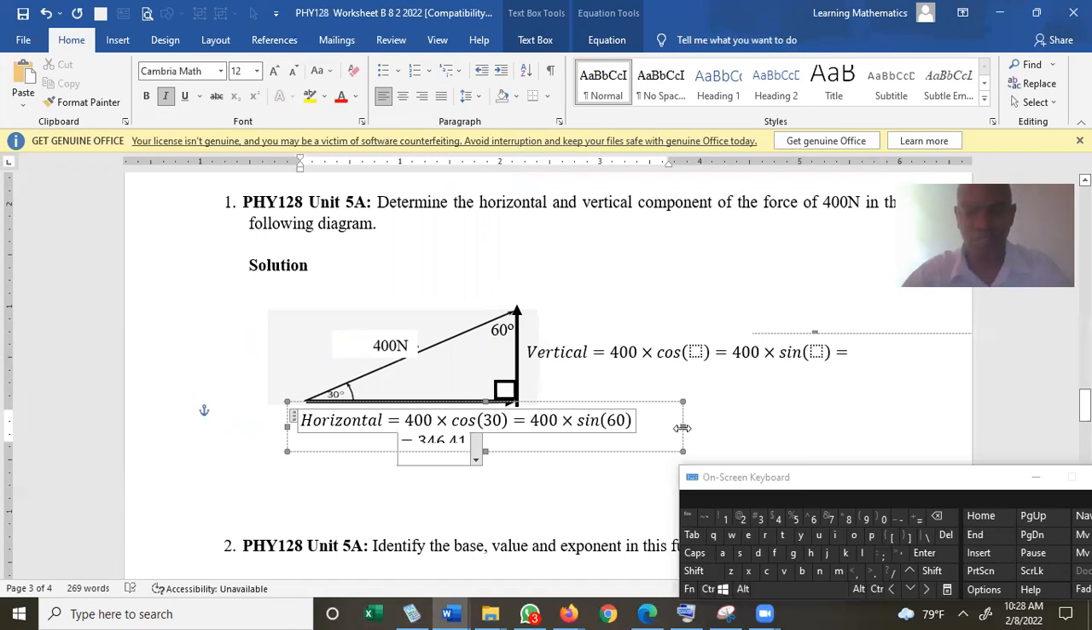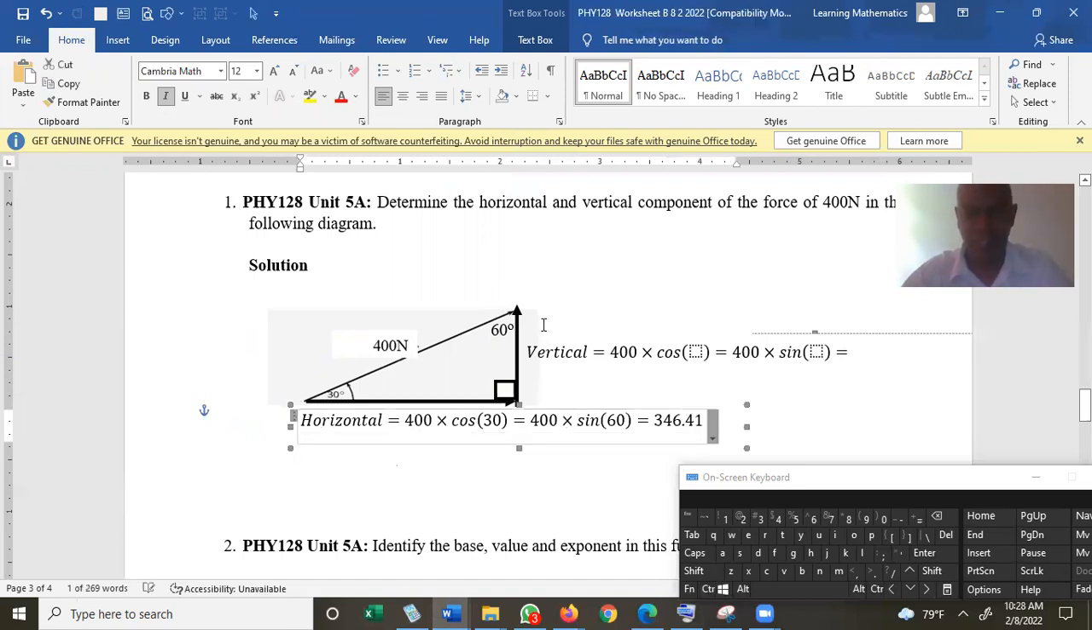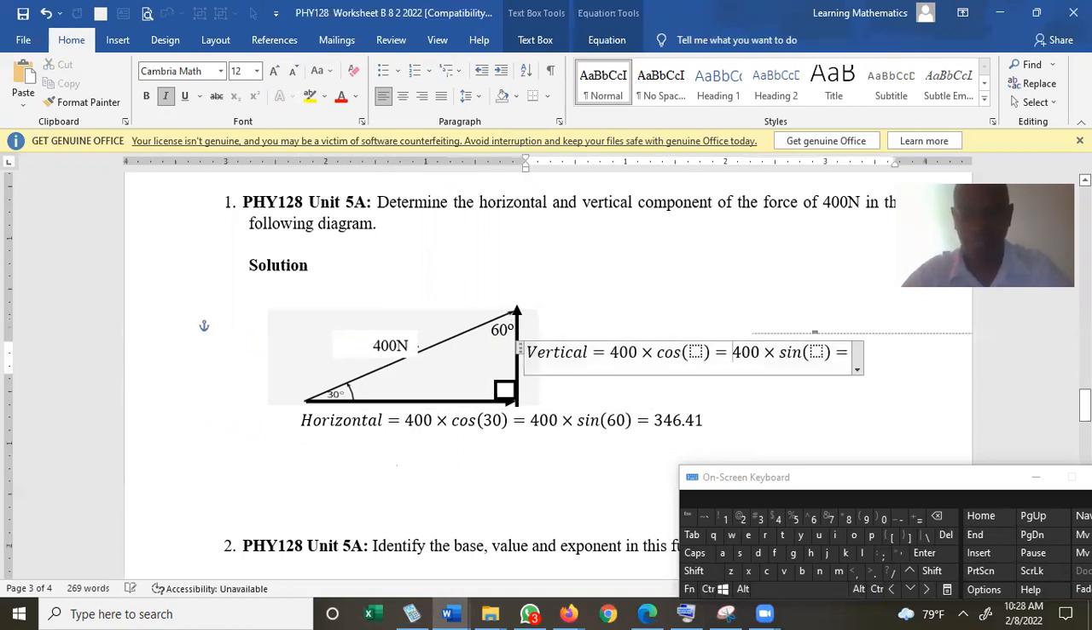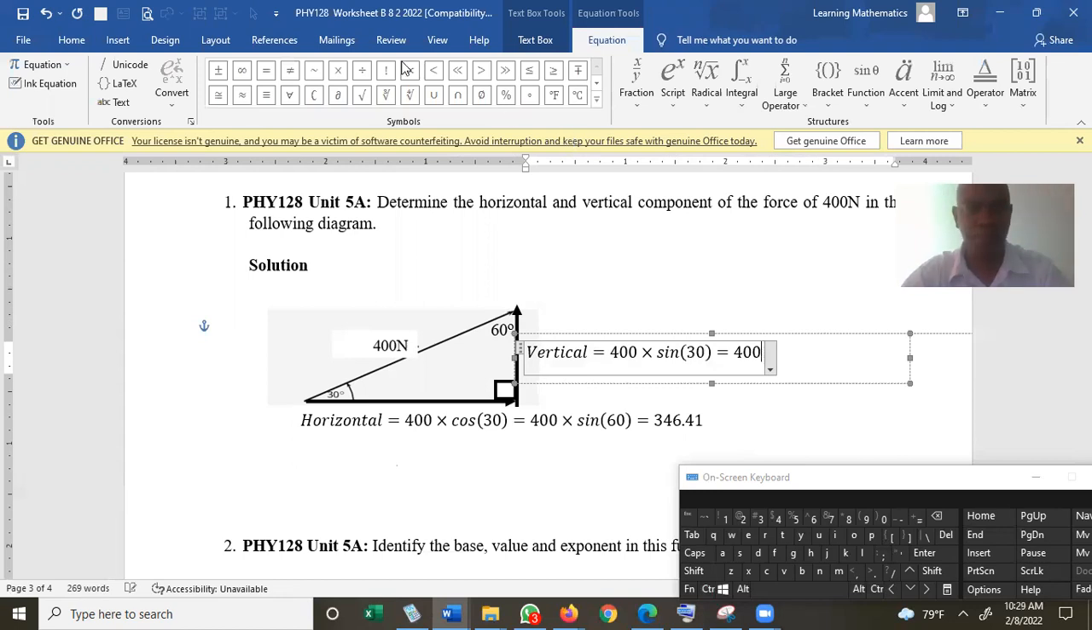So we can get our answer using both sine and cosine. And likewise, the vertical component, we're talking about the hypotenuse and the side opposite to 30 degrees. So it's 400 sine of 30 degrees. But sine of 30 degrees is equal to the same as cosine of 60 degrees.